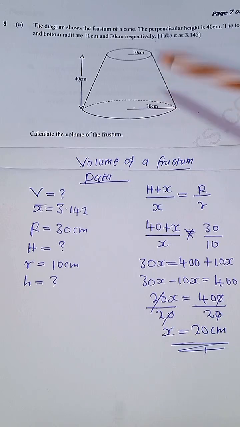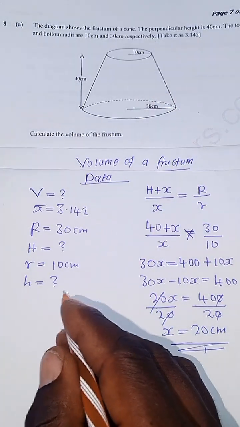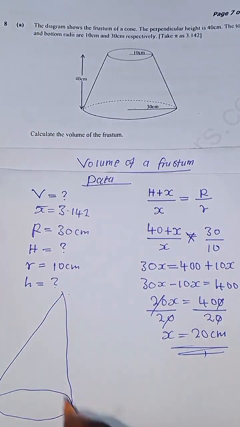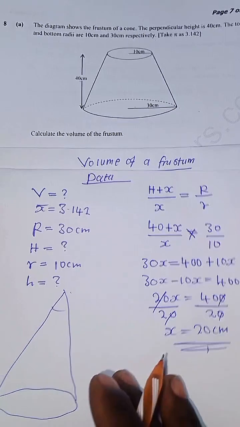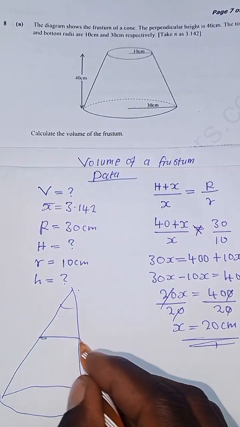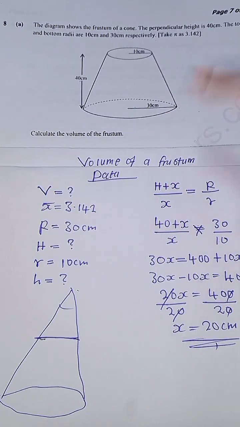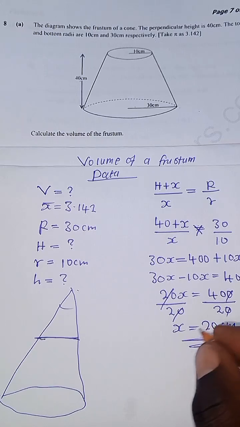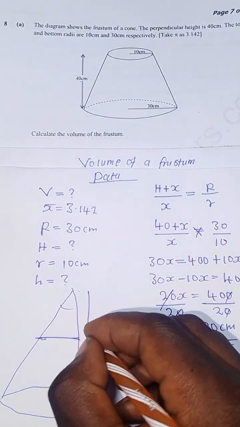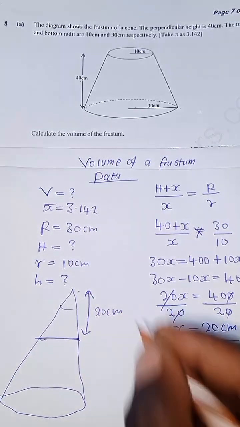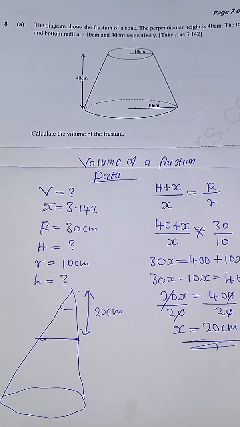Remember, before this was a frustum, it was a complete cone like this. It was a complete cone like that. Then after cutting this cone, we remained with a frustum. So this 20 centimeter that we have gotten is the height of the part that was cut. So the height of the part that was cut was simply equal to 20 centimeter.